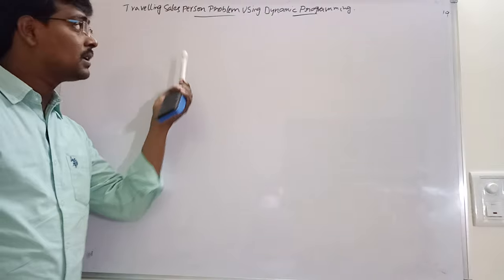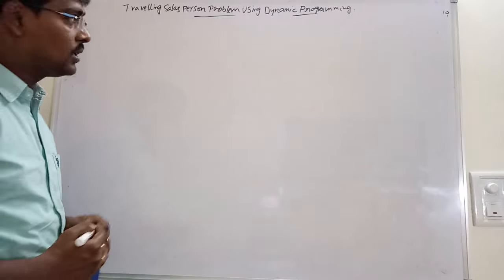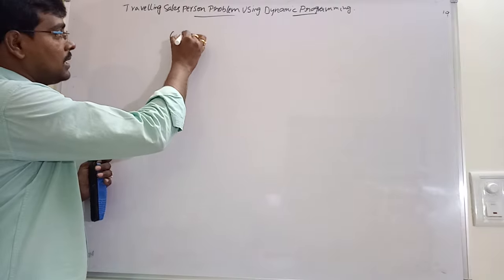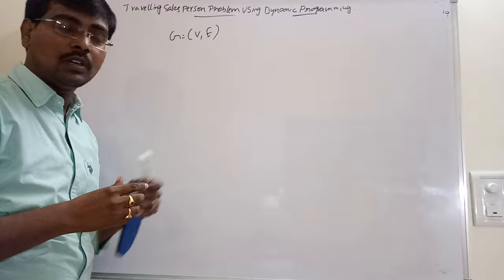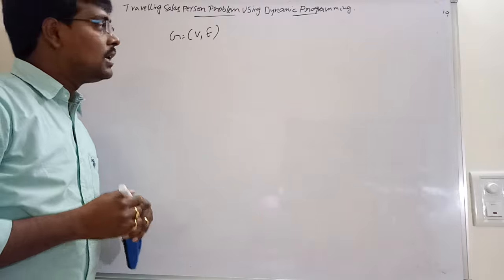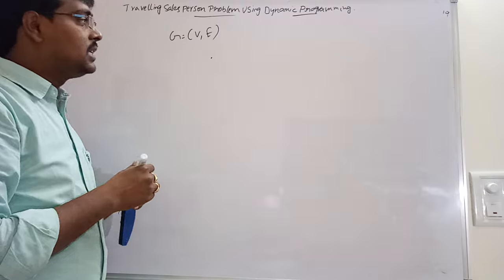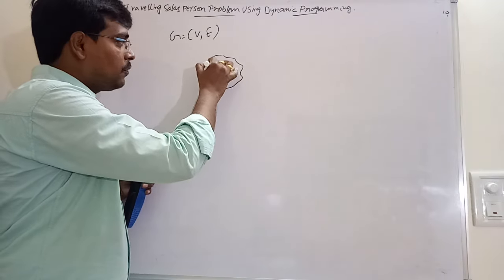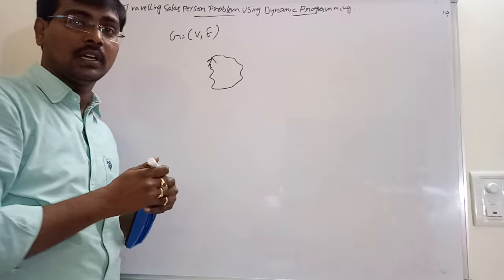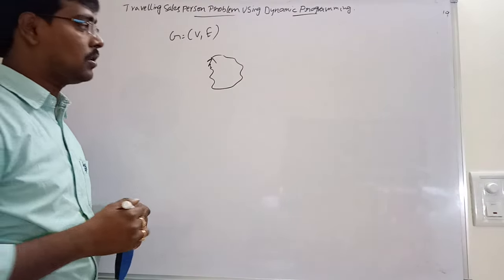Hi friends, today's topic is the traveling salesperson problem using dynamic programming. So what is the traveling salesperson problem? Consider a graph G equals (V, E), where V is the set of vertices and E is the set of edges. In the given graph, starting at one vertex, visit all other vertices exactly once, and finally return to the starting vertex with the minimum cost. That is the traveling salesperson problem.